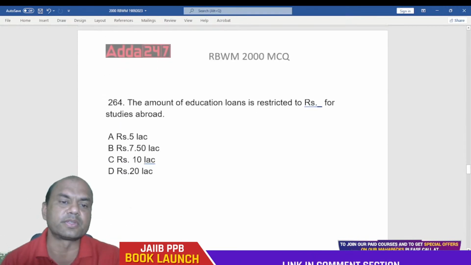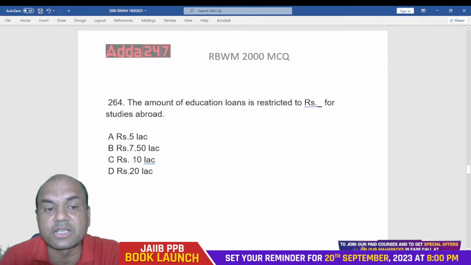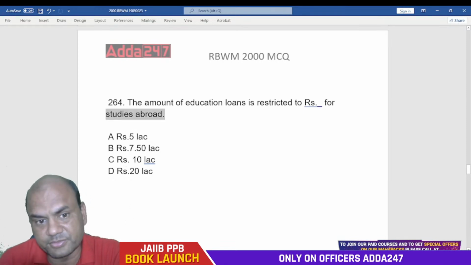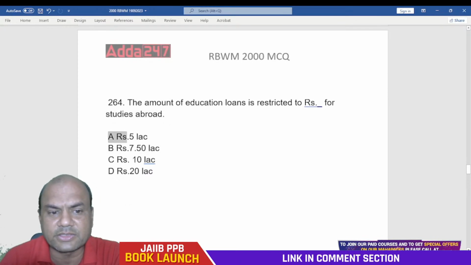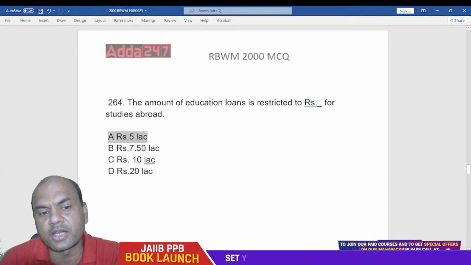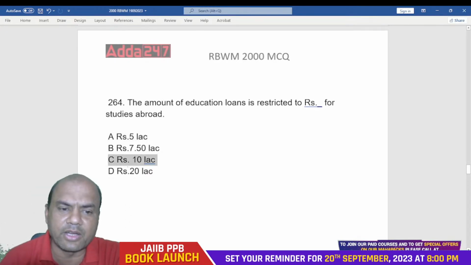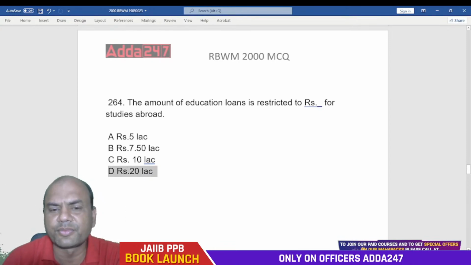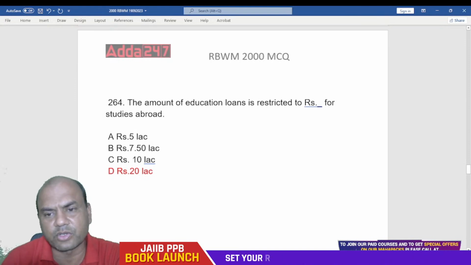Next one. The amount of education loan is restricted to rupees dash for studies abroad. Just now I told you 10 lakhs was for India. So abroad will be what? It will be lesser, 7.5 lakhs, 5 lakhs, or 10 lakhs? If within India I am giving it for 10 lakhs, abroad will definitely be higher. Logical. So the answer is 20 lakhs.